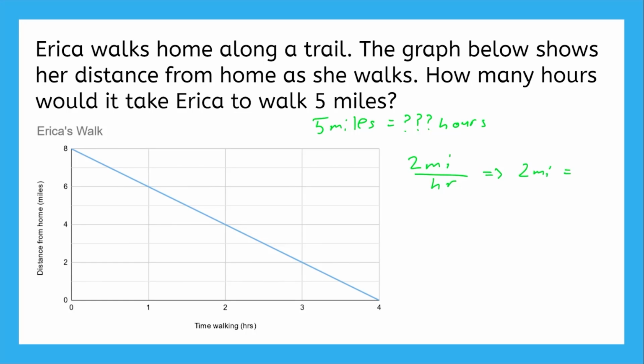Now we just need a little dimensional analysis. We start with 5 miles and need to convert that into hours. So to get rid of the miles, that part of the conversion rate needs to be on the bottom with hours on top. And voila! We get 5 divided by 2, or 2.5 hours. This makes sense because if Erica walks 2 miles every hour, then in 2 hours she'll walk 4 miles, and in another half hour she'll go another 1 for a total of 5 miles in 2.5 hours.